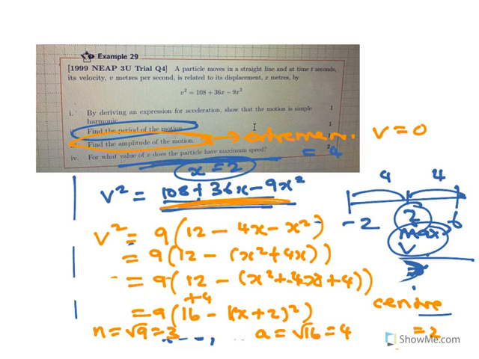And the centre, there must be a sign error. And yes, I can see the sign error, because this here should have been a plus. So therefore that will make that a minus. So the centre is at x equals 2, and everything else is the same.